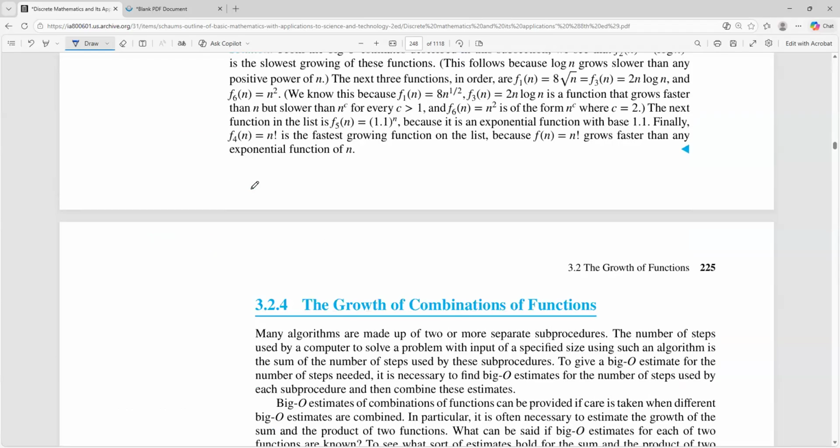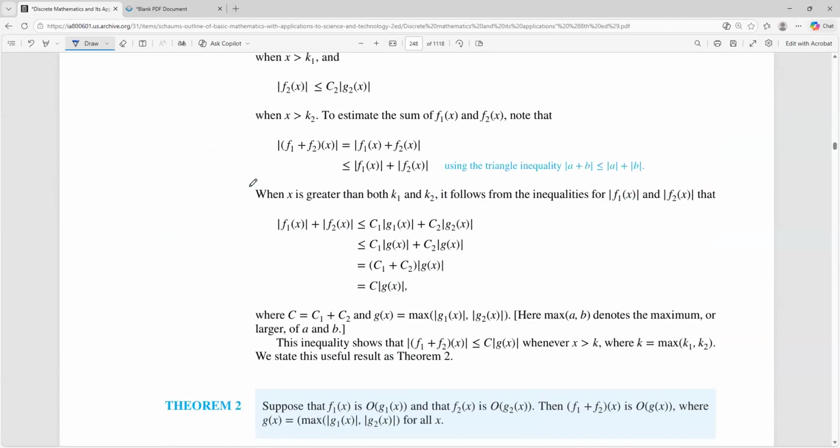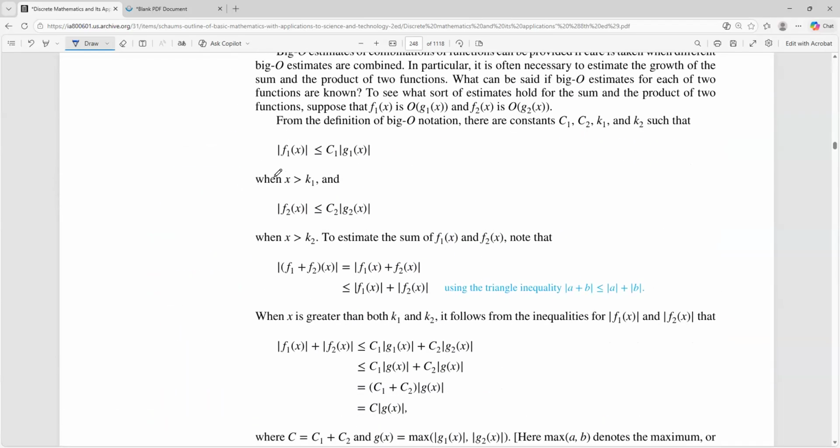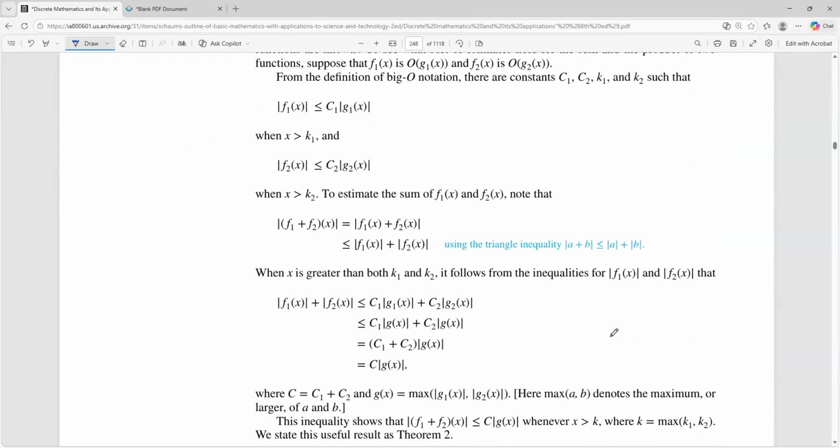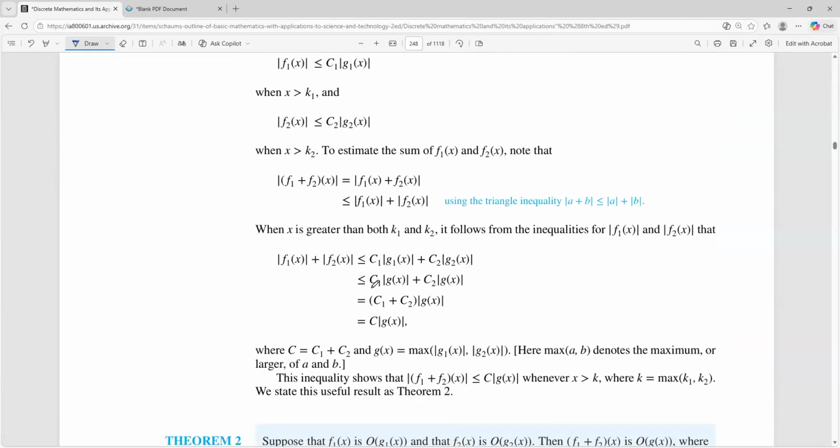You might also need master theorem. Is there a master theorem? Right here. Also neat ones to have. So if I have two functions, the sum, using triangle inequality, we got this.